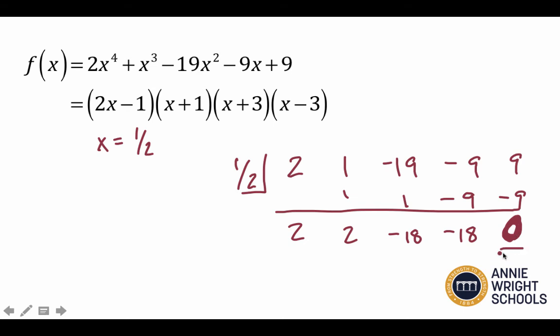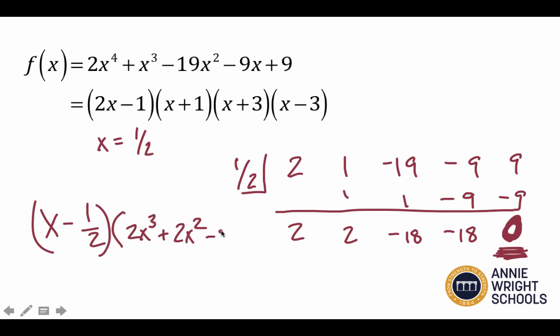The remainder is the last number. The remainder is 0, meaning x minus 1/2 divides this polynomial evenly. And it divides it with another factor of 2x cubed plus 2x squared minus 18x minus 18.